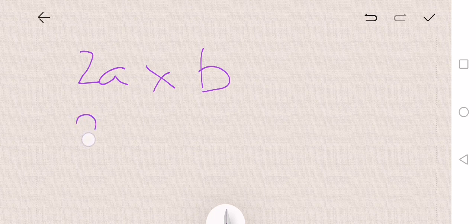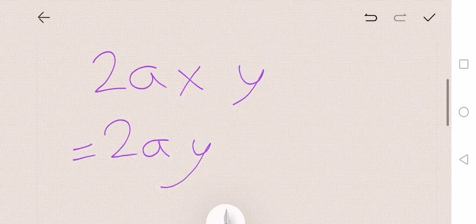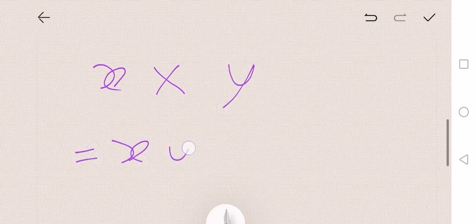So to get an idea, for example, if I say 2a times b, what you need to do is very simple. Just write 2a and b. That's it. That's your answer. Well done. Now, if it's 2a times y, very simple. The answer is 2a and y. Got it? So if someone gives you x times y, the answer will be xy.